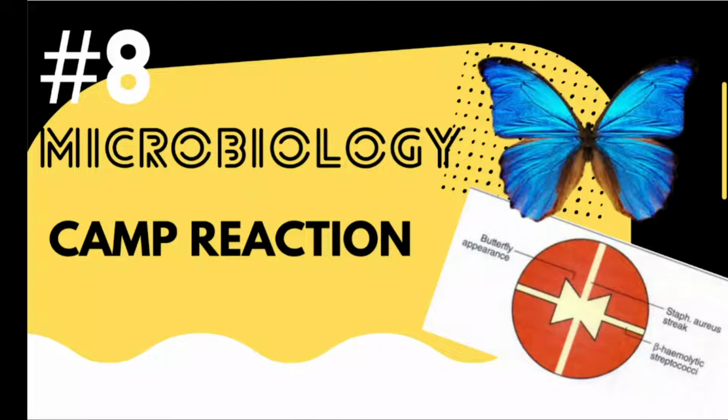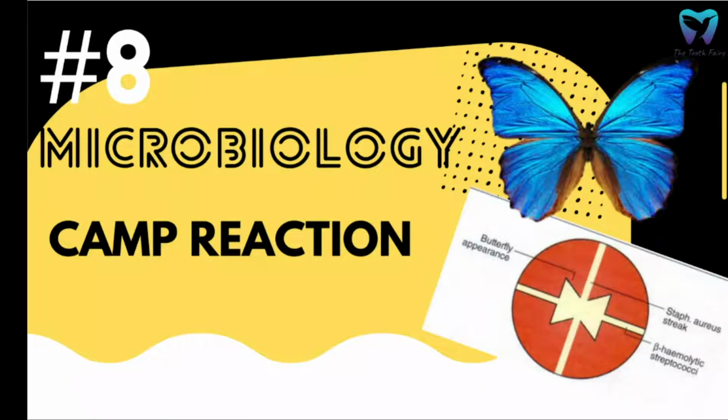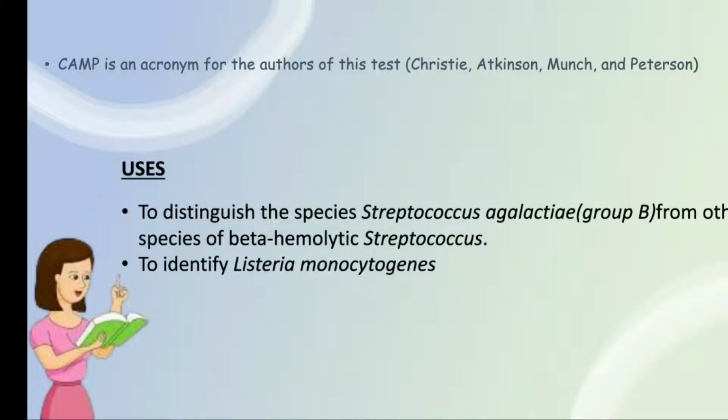So this topic is related to Streptococcus agalactiae, which is a part of group B Streptococci, and it is usually asked as a 5 marks question for theory exams. Some other reactions which can be asked are Nagler's reaction or reverse CAMP. CAMP is an acronym for the authors of this test: Christie, Atkinson, Munch, and Petersen. Its main use is to distinguish group B streptococci, for example Streptococcus agalactiae, from other species of beta hemolytic streptococcus.